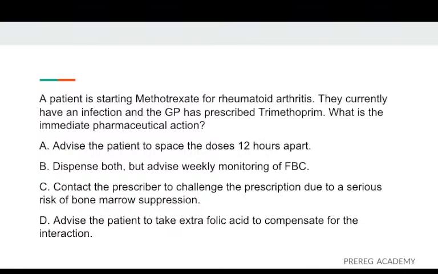Symptoms of hypocalcemia: bone pain, tingling sensation, numbness, muscle weakness. Those are symptoms of hypocalcemia.